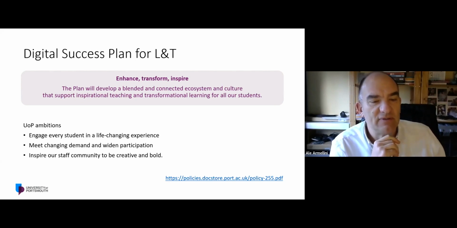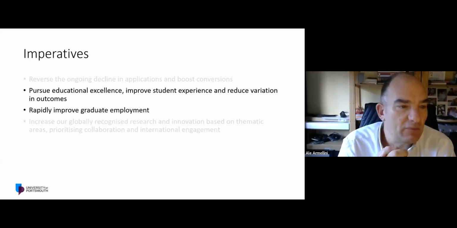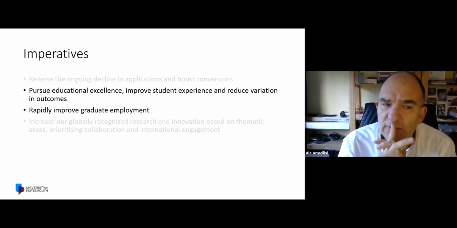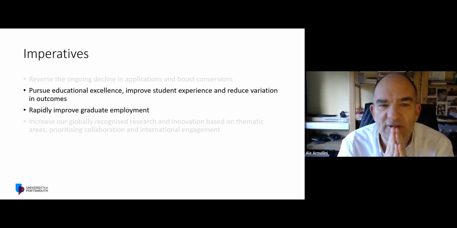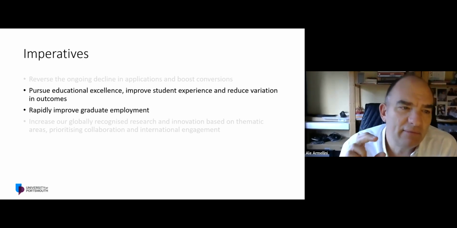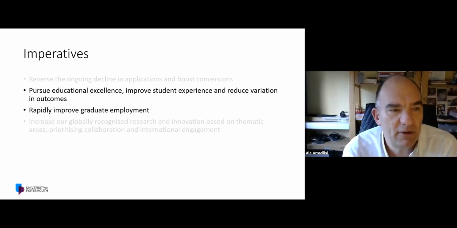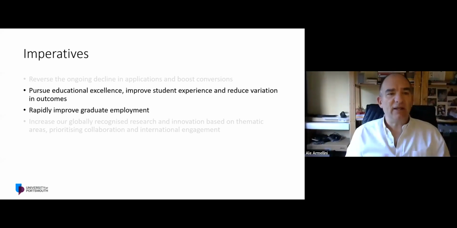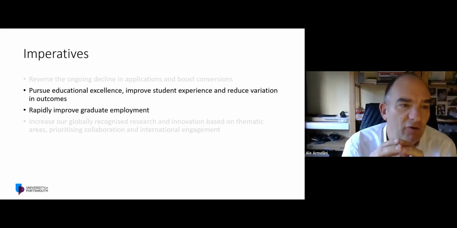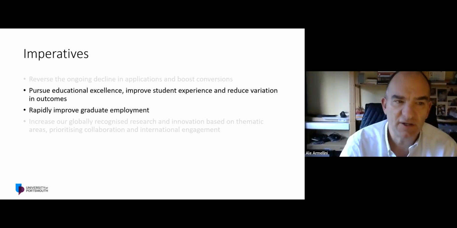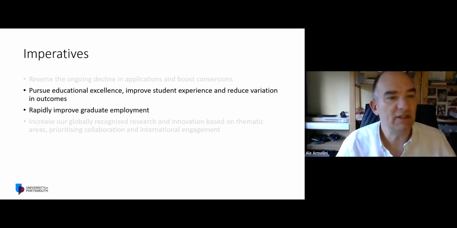The institutional imperatives that we've got in mind for today, out of the 4 that Harriet mentioned, we have pursue educational excellence, improve student experience, and reduce variation in outcomes, and rapidly improve graduate employment. Those are the 2 that relate particularly to the enABLe process. The first one, reverse the ongoing decline, is certainly a part of the result that we hope will come out of redesigning courses, redesigning modules, and tweaking our teaching practices.